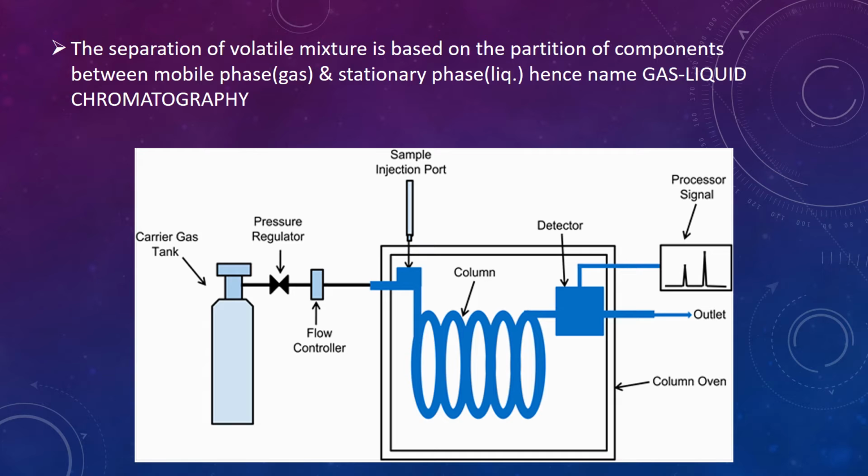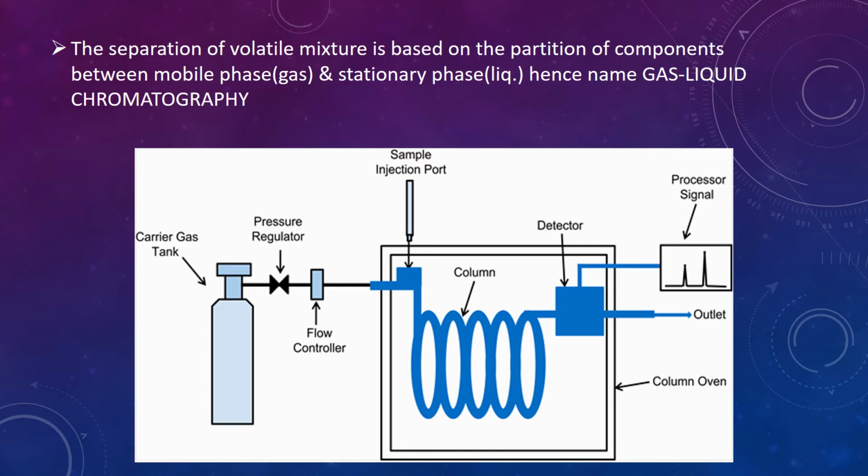The commonly used gases are neon, helium, argon and carbon dioxide. Next is the sample injection port, where the sample is introduced into the column using a micro syringe. Now come the columns. There are packed and capillary columns. Packed columns contain finely divided inert solid support coated with liquid stationary phase of 2 to 4 millimeter in size, and capillary columns may be wall coated open tubular or support coated open tubular.